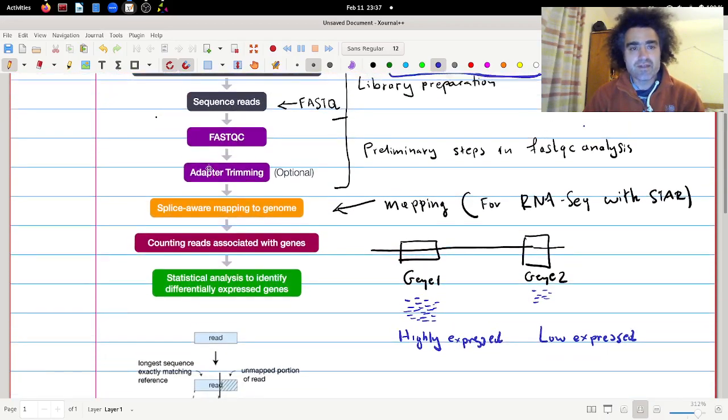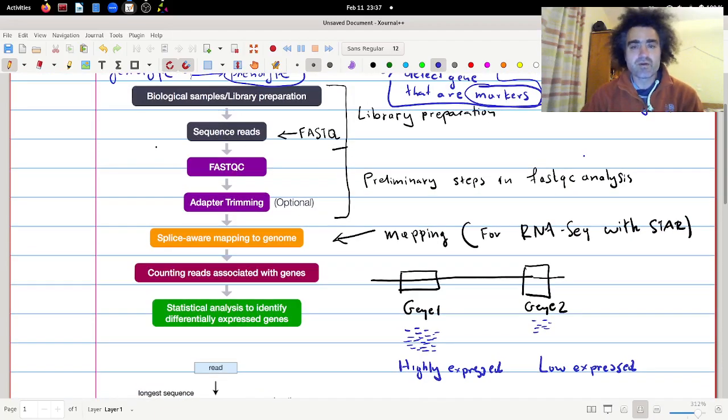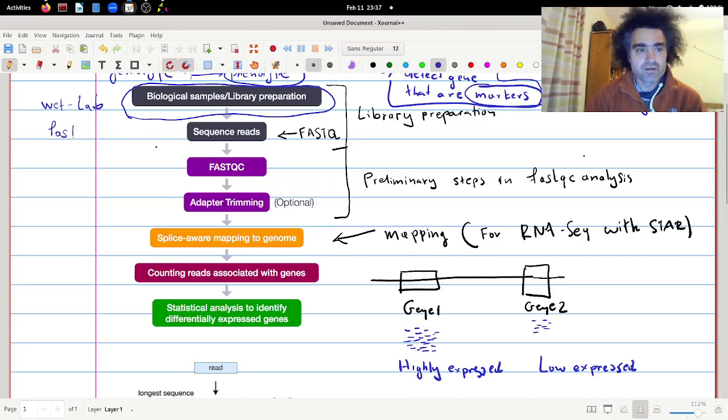So these are the basic steps here for the RNA-Seq analysis. The first steps up to here, so this is the library preparation step. This is done usually in the wet lab, and we don't deal with that. And this step here is the production of FASTQ files, and is done by the sequencer. So also we don't deal with that, and our analysis starts from here.